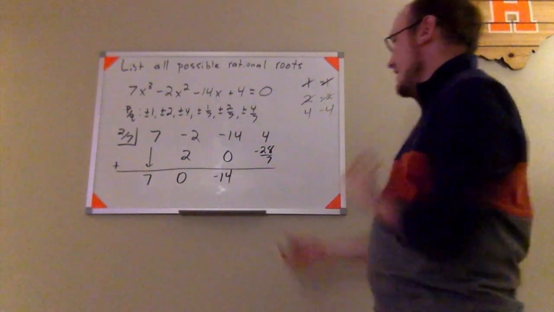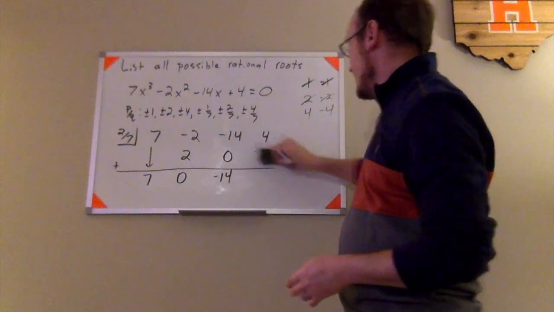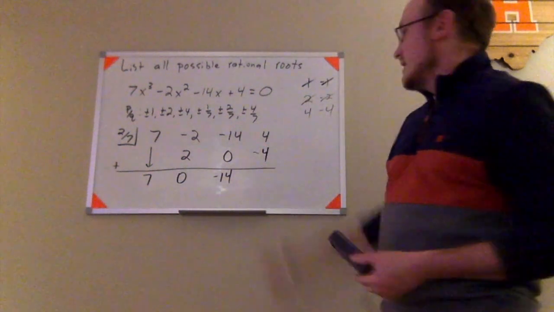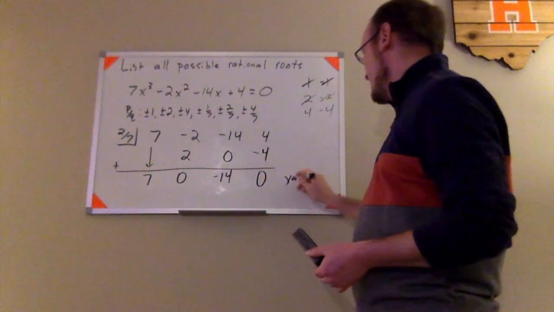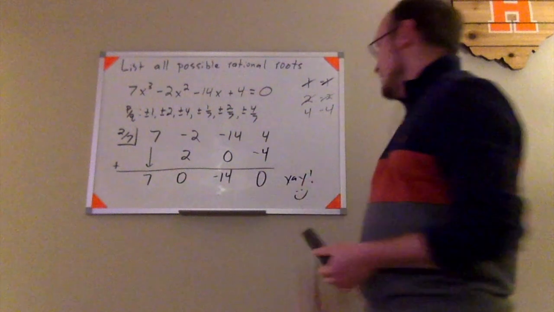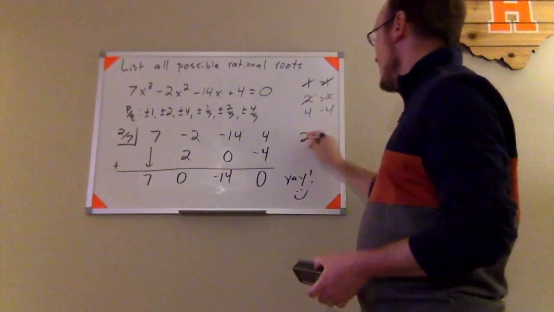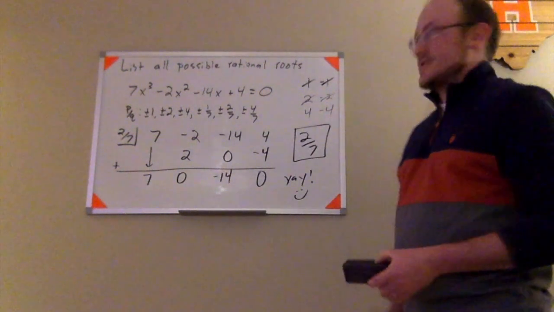With that, and actually -28/7 can simplify. 7 goes into 28 4 times, so -28/7 is actually -4. And then go ahead and add the column there, and you get 0. Yay. So we've actually verified that 2/7 is a rational root to this equation.